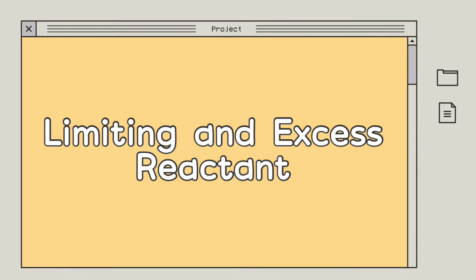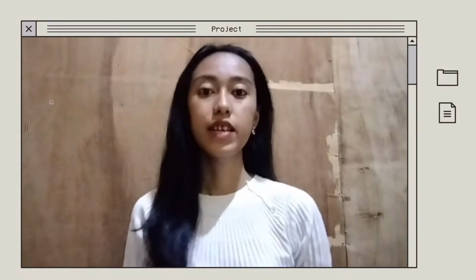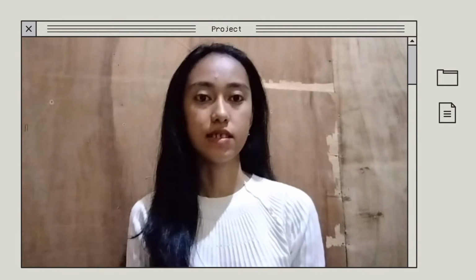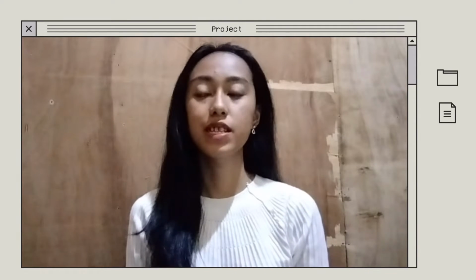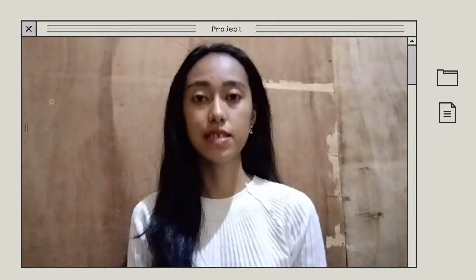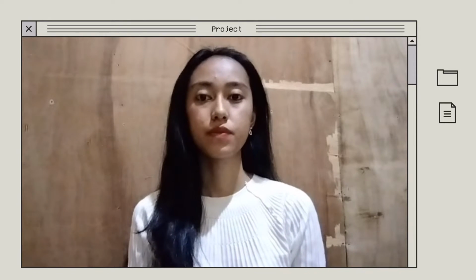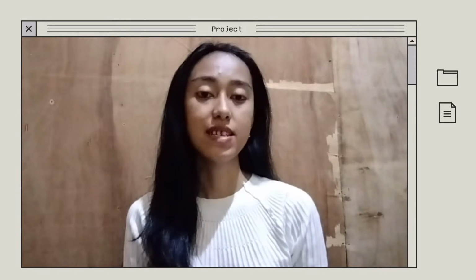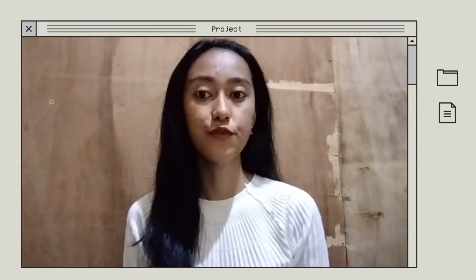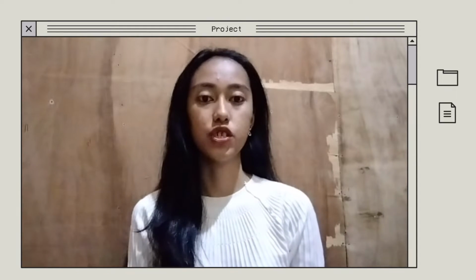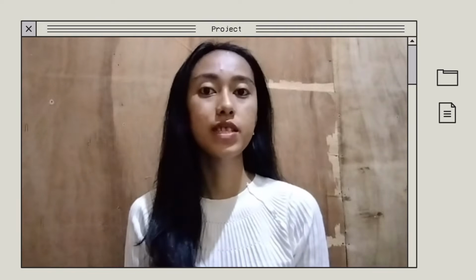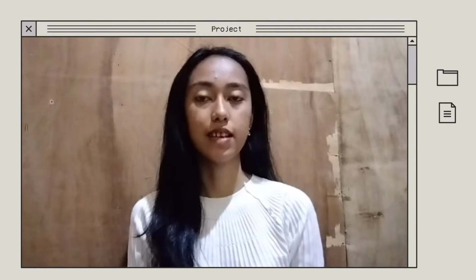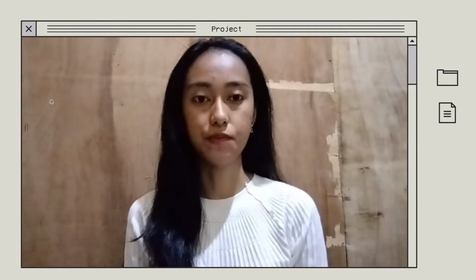Limiting and excess reactant. Next is limiting and excess reactants. I'm going to explain to you limiting and excess reactants in a simple way using a sandwich. We use 12 slices of bread and 5 slices of cheese to make cheese sandwiches. For this, the limiting reactant is cheese and the excess reactant is the bread.